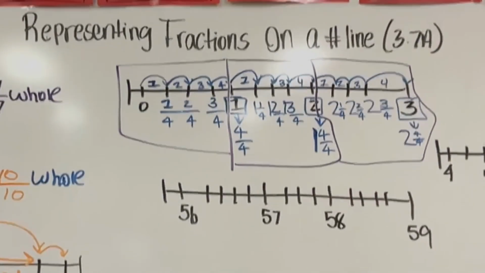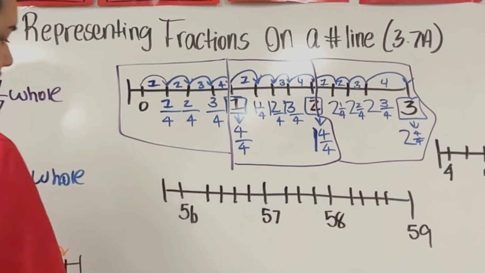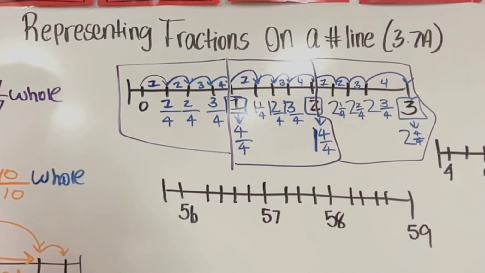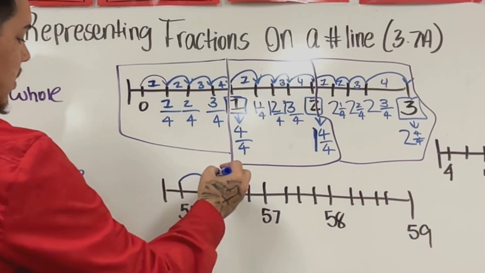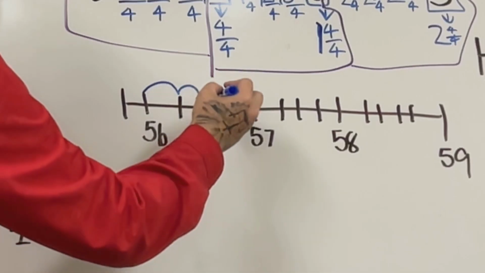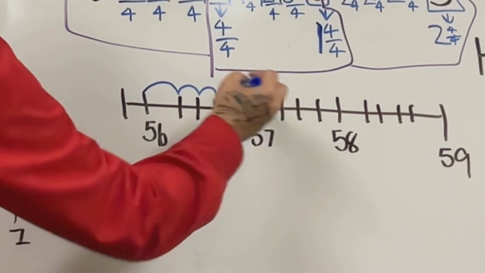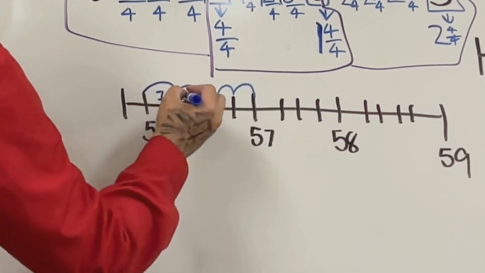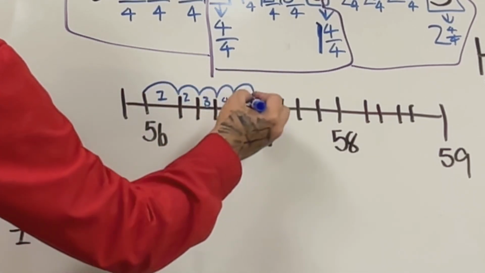Now I'm going to show you what to do with this number line right here. So if I take a look at this, I have 56. Let's go ahead and count how many. Our two whole numbers are 56 and 57. Let's count how many spaces we have until we get to 57. 1, 2, 3, 4, 5. Okay, so this is 1, 2, 3, 4, 5.